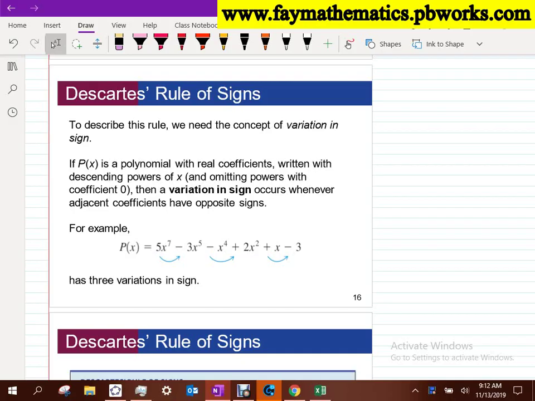No. Descartes' rule of signs. Okay? So Descartes' rule of signs. So what we've got here, we're doing our synthetic division, right? Trying to figure out the zeros of our polynomial.